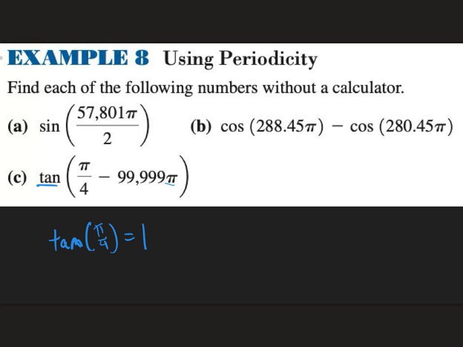So these things look complicated. They weren't really that complicated, but like always, we could just put these in the calculator and we should get the same answers. That concludes this lesson. Now go do some practice problems.